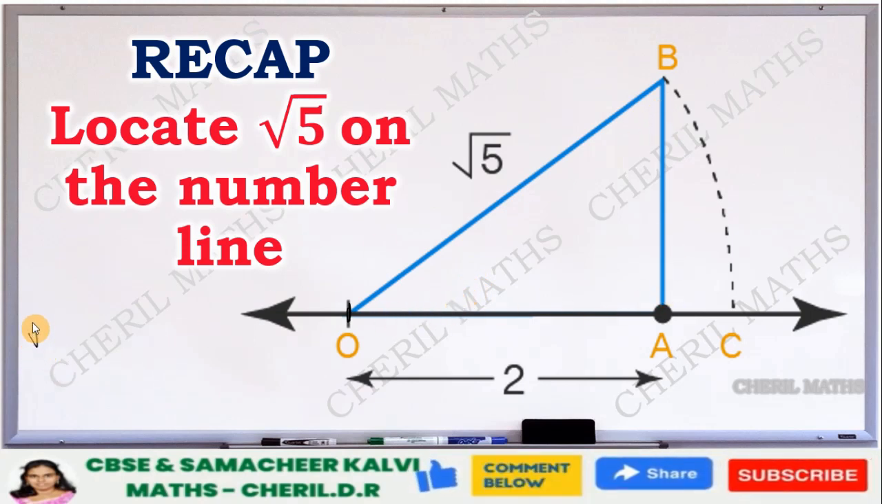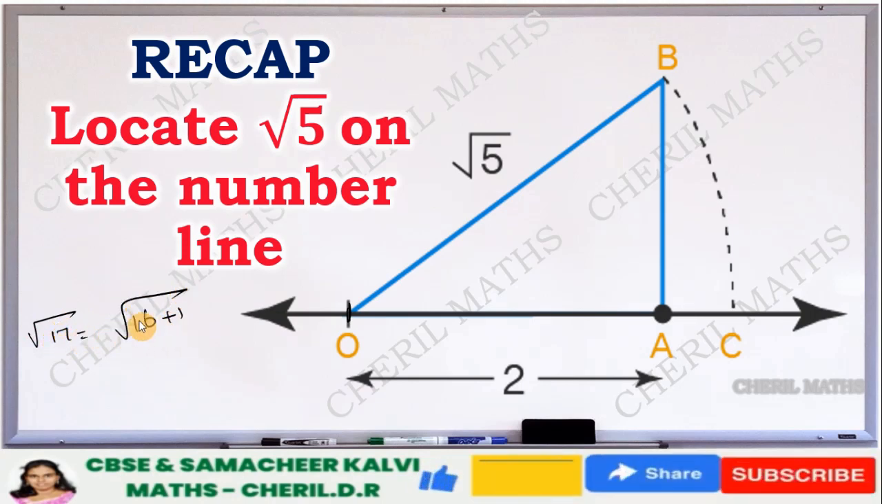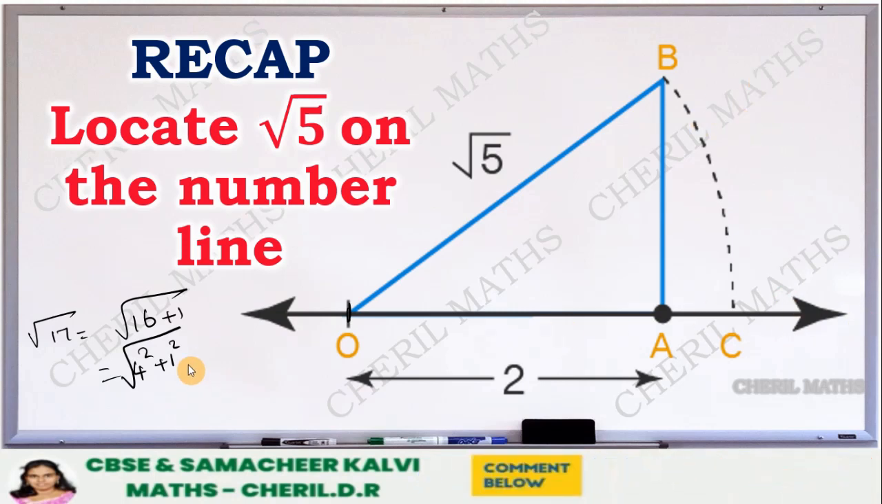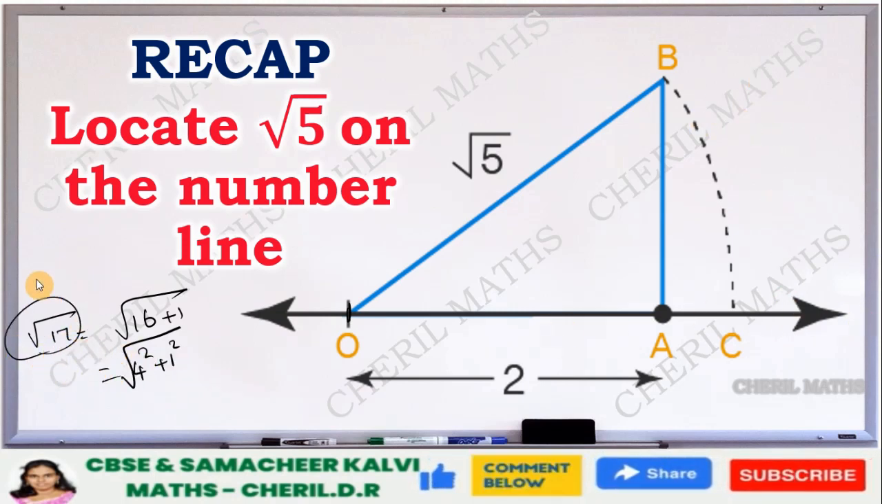Similarly, if you want to draw for root 17, what will it be? 16 plus 1. What is 16? 4 square plus 1 square. So instead of 2, you will draw till 4 and then 1 and then you bring it down. You will get the value for root 17 also. It is going to be very easy, children. You just have to find the nearest perfect squares and then it will be easy for you. Okay, so with this we are completing exercise 1.2.